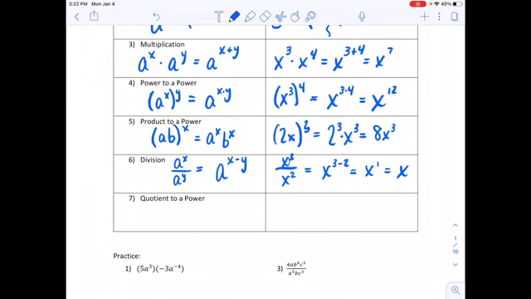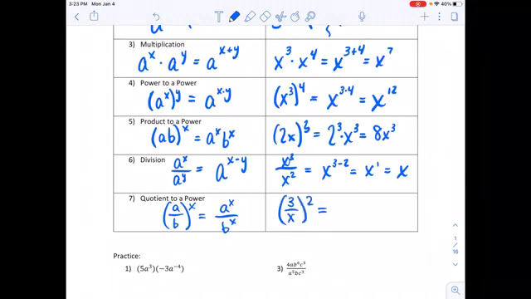And then a quotient to a power is similar to a power to a product to a power. So we have two different bases, a divided by b to the x power. This is the same as a to the x over b to the x. It needs to go to both the numerator and denominator. So for example, we have 3 over x, squared. The squared just goes into both terms. So we get 9 over x squared.